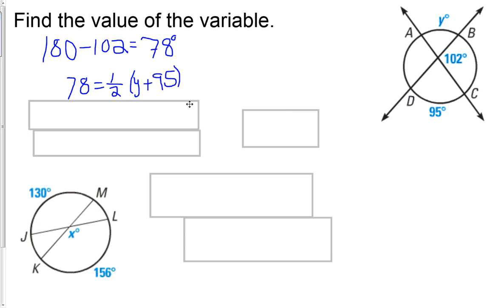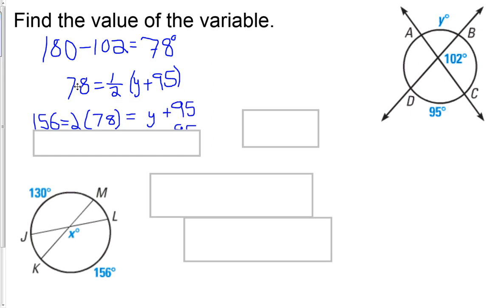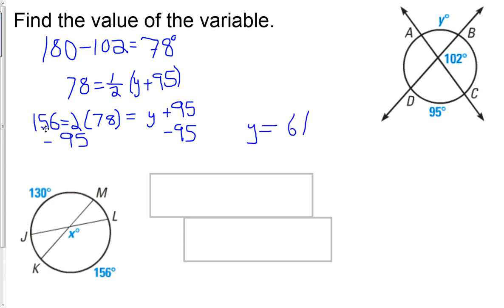To deal with not having fractions, we'd have fractions here and here, we're going to multiply both sides by 2 to get 2 times 78 is 156 equals, and now the parentheses goes away because we don't have any numbers outside, y plus 95. Then we subtract 95 from both sides to get y is 156 minus 95, which gives us 61 for y. If you plug it back in, 61 plus 95 divided by 2 gives us 78 degrees.